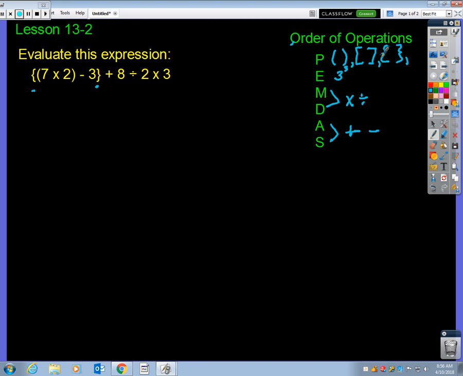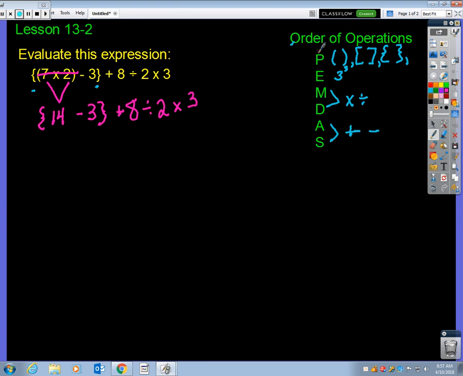Start inside first. So if we look at our math problem up on the board, I'm going to start right here with 7 times 2. I make my little v. What is 7 times 2? Good. 7 times 2 is 14. And I bring everything else down. So I'm done with 7 times 2 and that inner parentheses. I can cross that out. And I bring my braces down. Minus 3 plus 8 divided by 2 times 3.